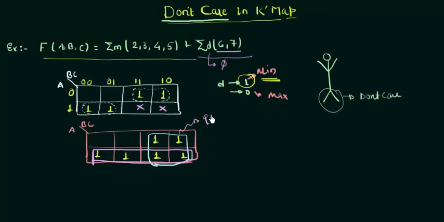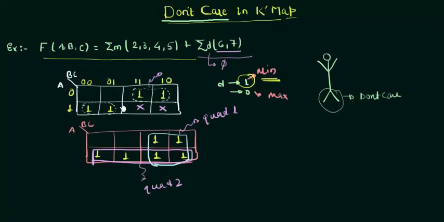Okay, this is your quad 1, this is your quad 2, and as I have told you, when you do the pairing, when you are having the group of 2 ones, you eliminate one variable. When you are having the group of 4 ones, you eliminate 2 variables, and so on. So in this case you would have had either AB, BC or CA in complemented or normal form, but now you are having only a single literal ORed with the other one.